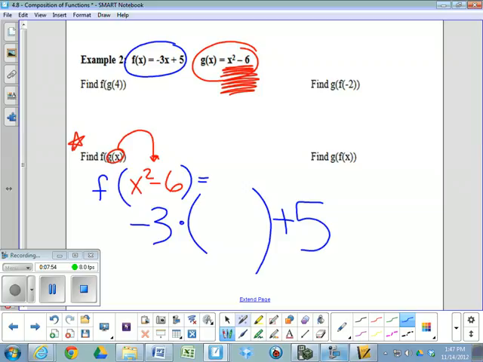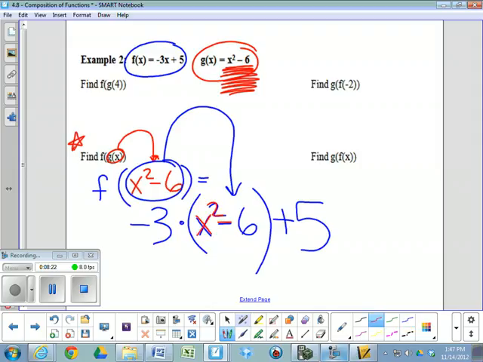Well, the input isn't just 6. The input isn't just 8. It's this whole thing. The whole thing goes in there. X squared minus 6. So it's like saying, first you're going to do the G of x, x squared minus 6. Then you'll do the negative 3 times it plus 5. So we have the red function inside the blue function.